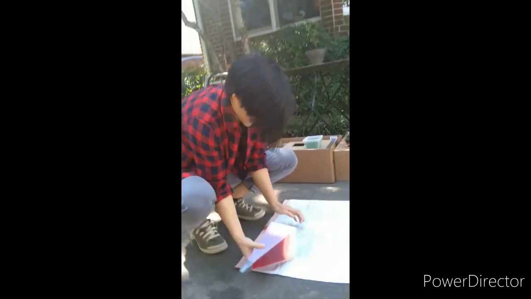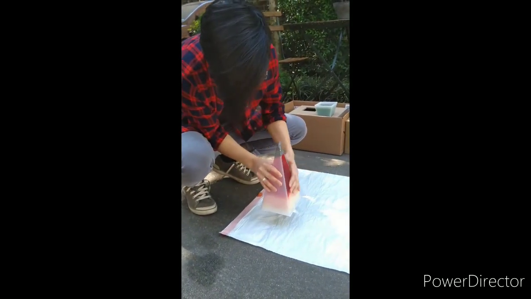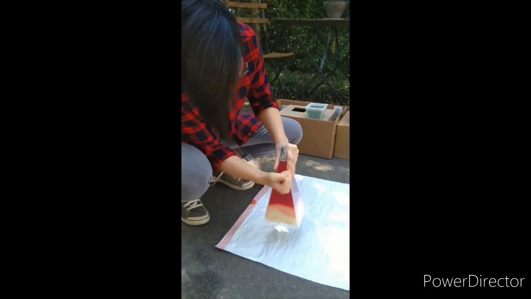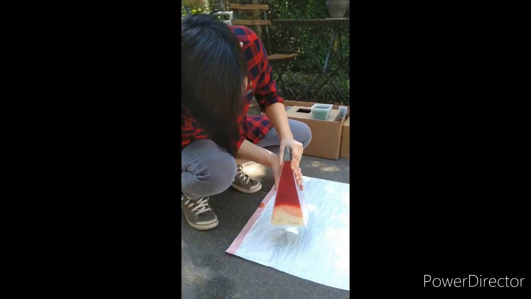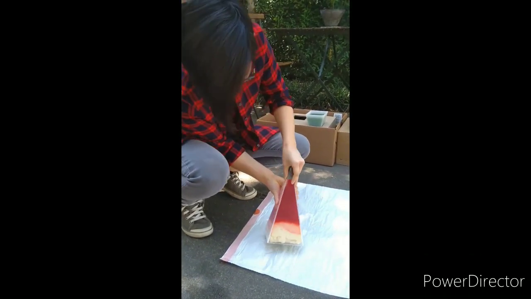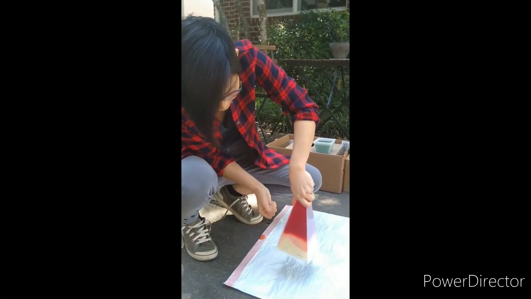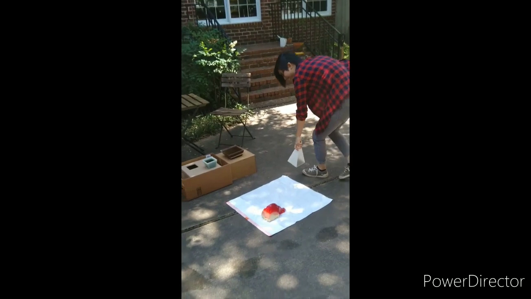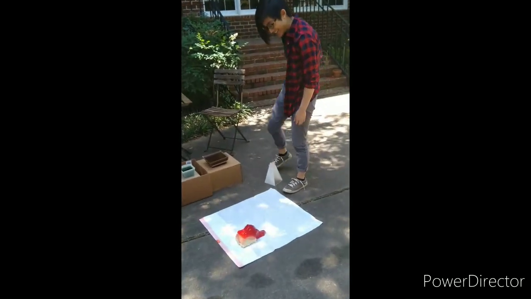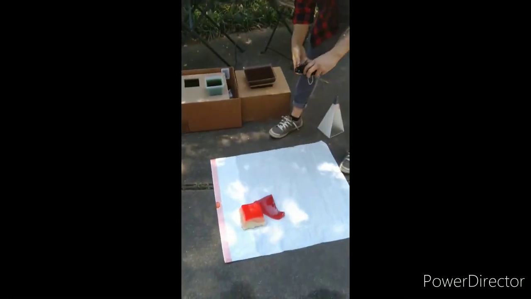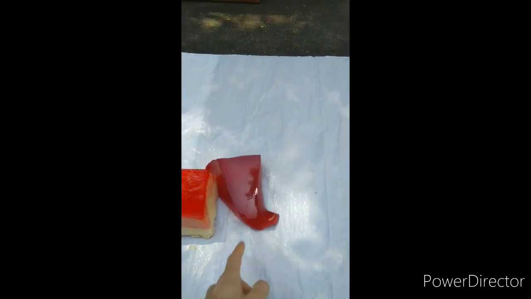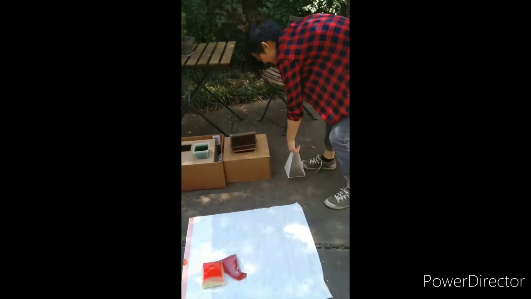Let's see. Nope. It's going. Look, the top's jiggling. It's slippery. Oh, there it goes. No? Oh! Oh, the pyramid collapsed. Dang it. That's so nasty. Ew! Next one.